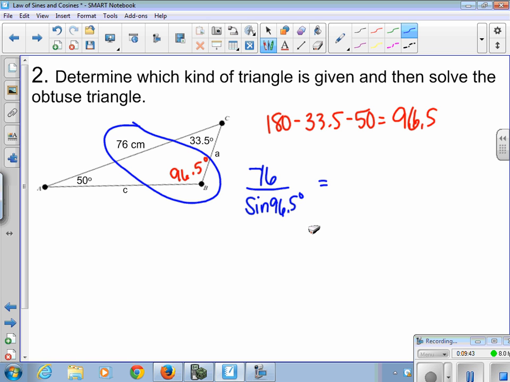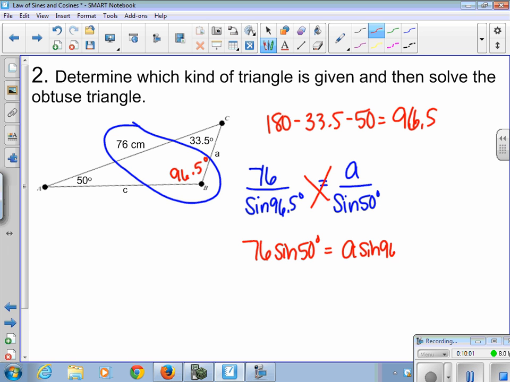Now, which one do you want to find first, A or C? A, thank you. All right, so let's find A over, A goes with 50, so I'm going to stick A over sine 50. How do I solve this? Cross multiply, so that's 76 sine 50 equals A times the sine of 96.5. So tell me what I need to do to solve for A. Plug this side into the calculator, and then divide by sine 96.5. So tell me what you get whenever you do that. A equals what?